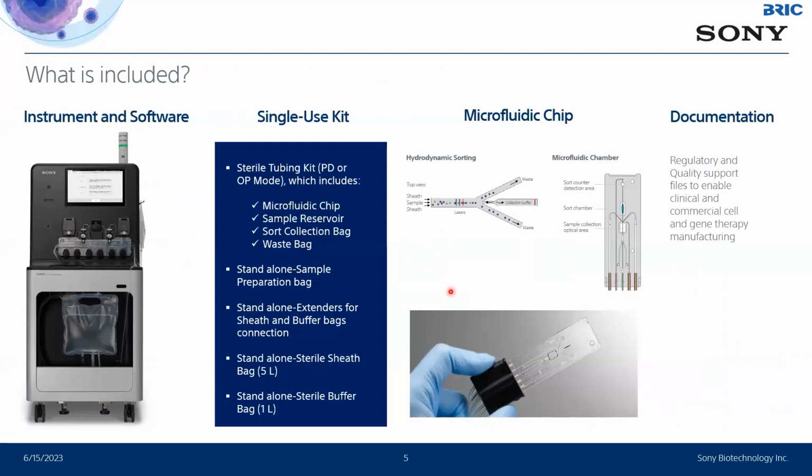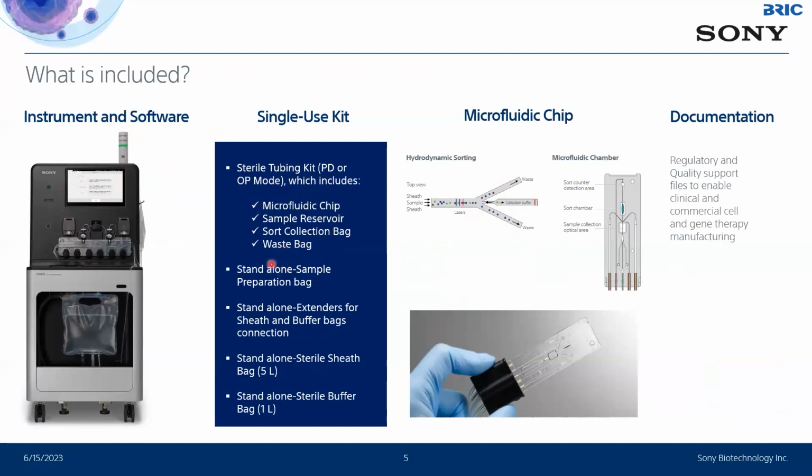So what is included in the CGX10 is, of course, you will get the instrument and the software that is included in the instrument. Then the single-use kit, which consists of the sterile tubing kit, including the microfluidic chip. You can see here the design of the microfluidic chip, sample reservoir, sort collection bag, and waste bag. All those come pre-connected, so there is no need for any connection.